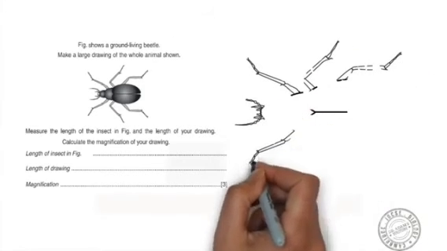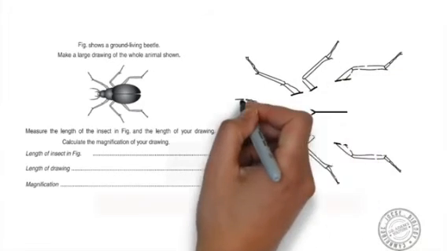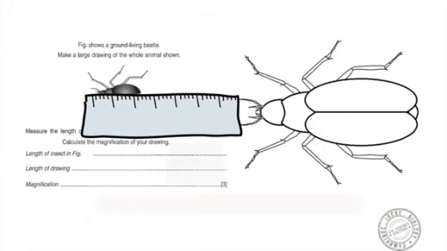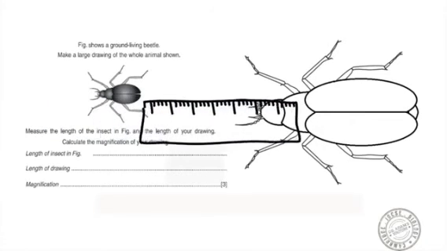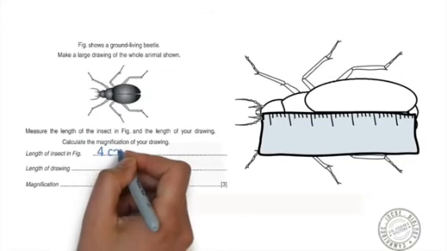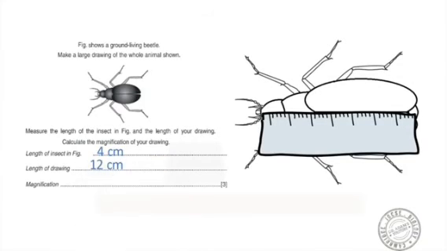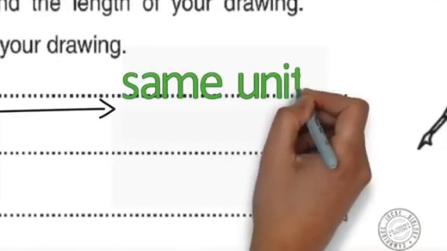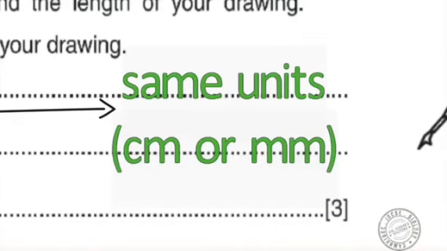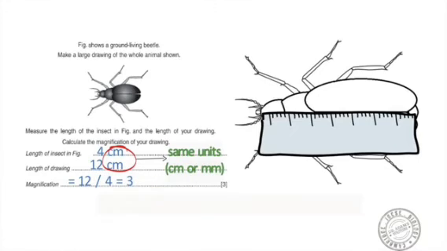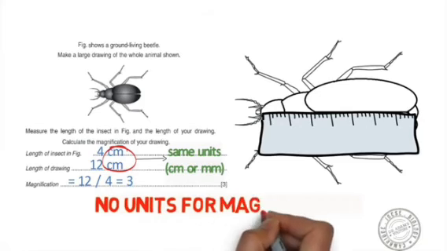First, you will draw the larger image. Then start taking your measures. This would be the actual, and that would be the image. Write down your measurements, then start your calculation. And always use the same units. Remember, magnification has no units.